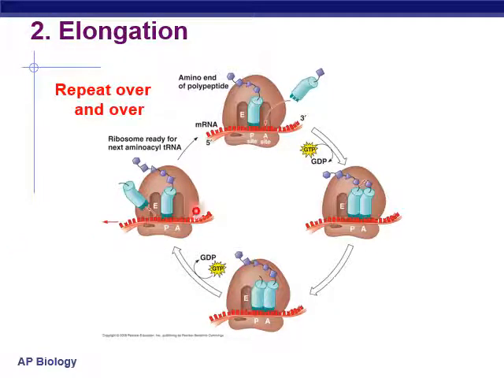This process is repeated over and over again as the ribosome moves along the messenger RNA chain, adding amino acids to the growing polypeptide chain at the B site. The amino acids are bound together by peptide bonds, catalyzed by an enzyme called peptidyl transferase, which is found in the large ribosomal subunit. This phase of translation is called chain elongation.